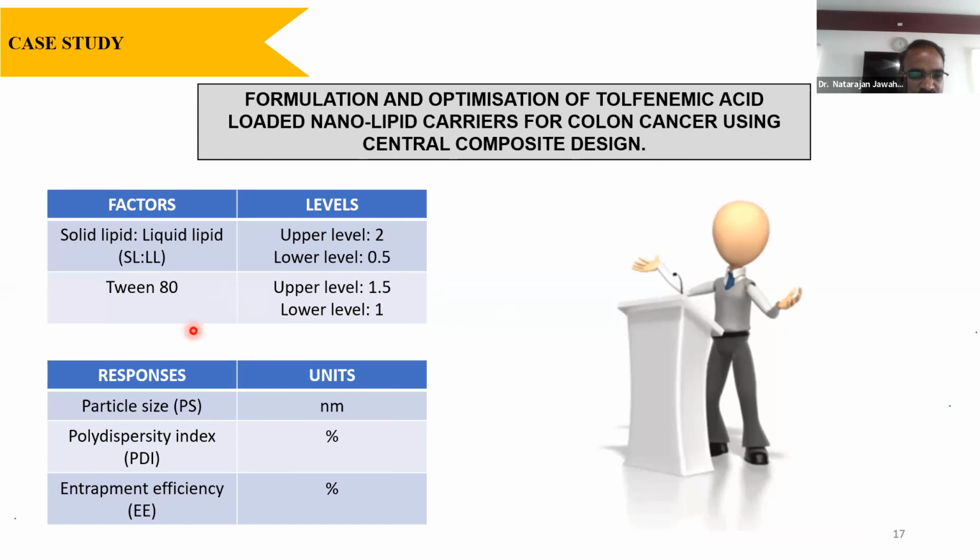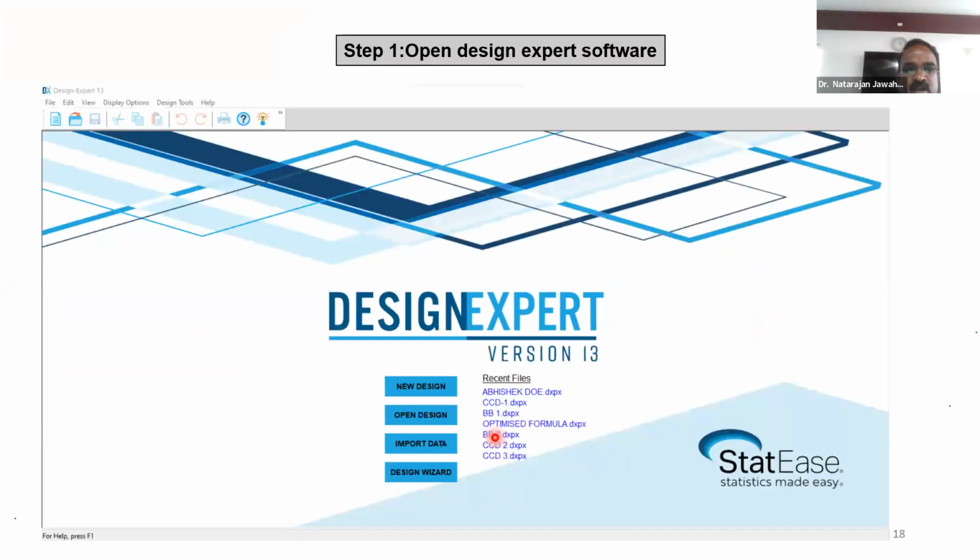And what responses is he expecting from these 2 factors? How will the formulation respond in particle size, polydispersity, and entrapment efficiency? This is what you want to know: what is the effect of these factors on these responses. That is his optimization. Now let us move on to the tool.